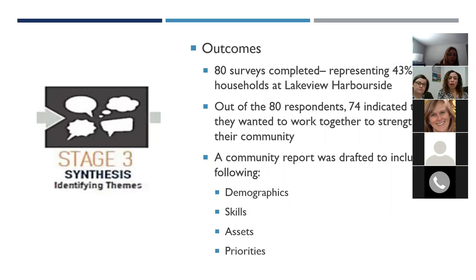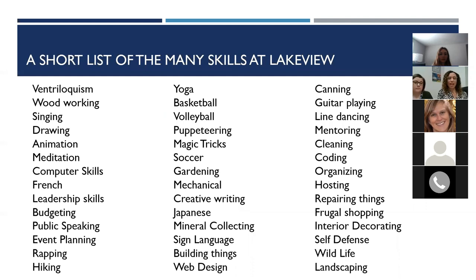A community report was drafted that profiled the demographics of the people who completed the survey, as well as their skills, assets, hopes, and potential priorities for shared action. The report contained 2.5 pages of gifts and skills that people have, skills that residents want to learn, and skills that people want to teach others. Because the report displays both the skills that people want to learn and the skills that people are willing to teach, it is possible for people to help each other instead of having to ask outside agencies to do this, therefore creating healthier connections and networks.